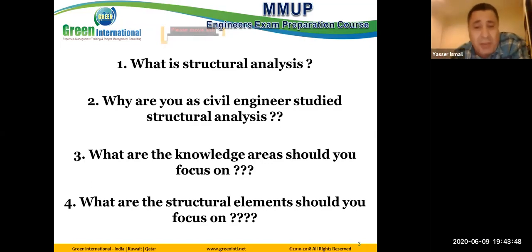So that means what? We focus on a particular point. We will see. So number 3 is what are the knowledge areas you should focus on? Number 4, what are the structure elements you should focus on? That means knowledge, structure elements. Okay, let us go one by one.